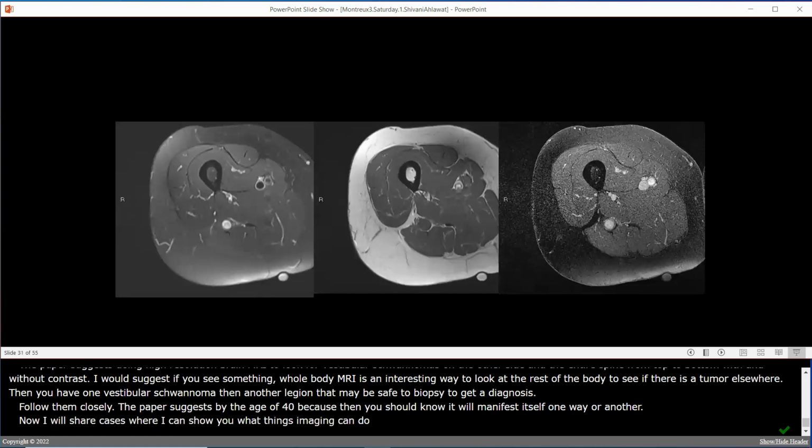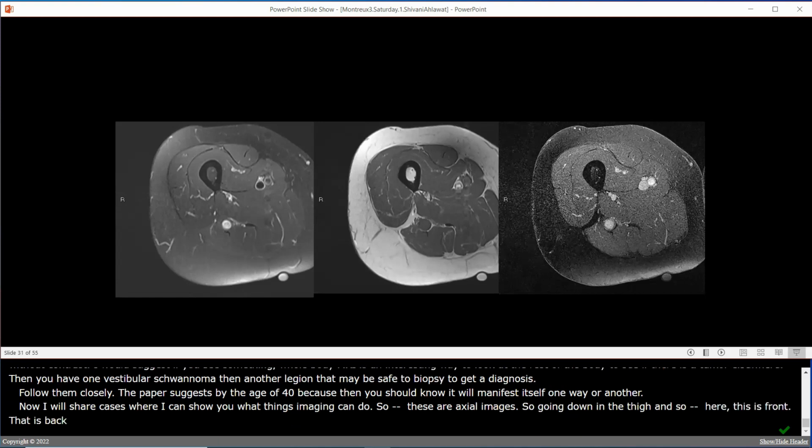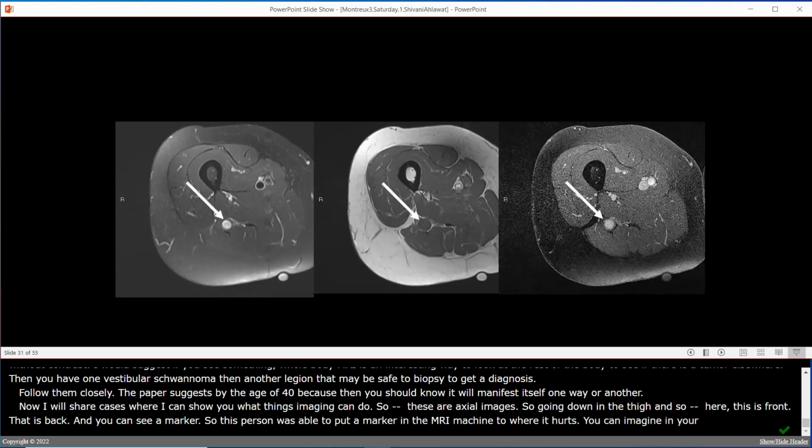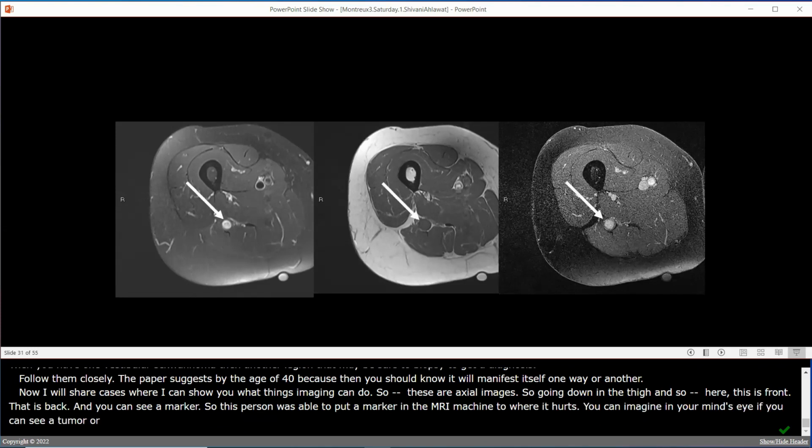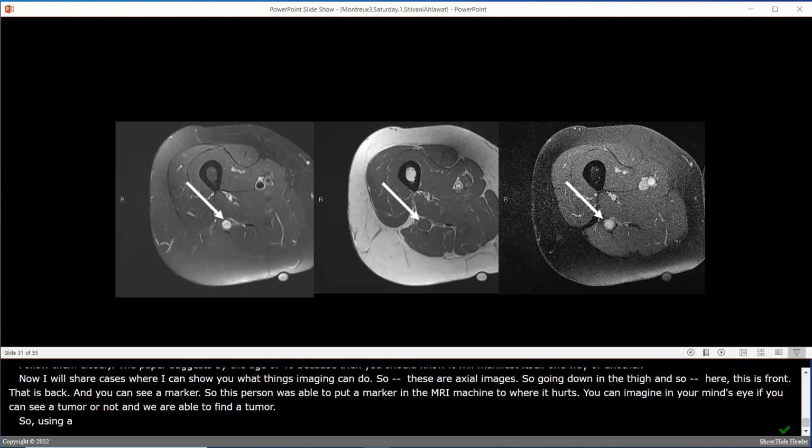So these are axial images, so going down in the thigh. And so here, this is front, that's back. And you can see a marker. So this person was able to put a marker in the MRI machine to where it hurts. And you can imagine in your mind's eye if we can see a tumor or not, and we're able to find a tumor. So using a marker at the site of pain is a really useful clue for us as radiologists and for technologists to note.